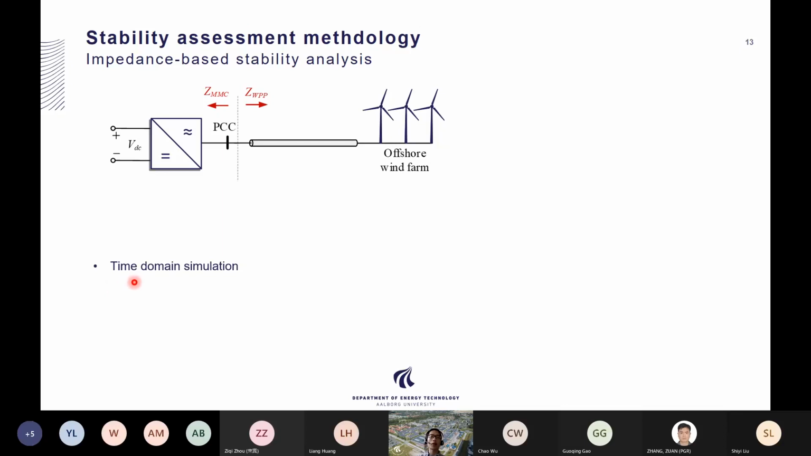As long as you see this oscillated waveform, you really do not know the reason why the system becomes unstable, or what component, the MMC or the offshore wind power plant, is the troublemaker and should be responsible for this stability problem. The time domain simulation will not tell you that.